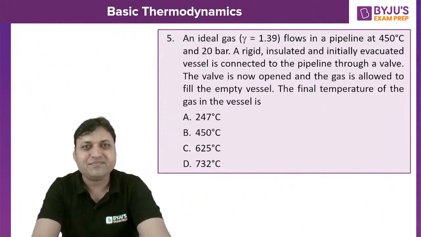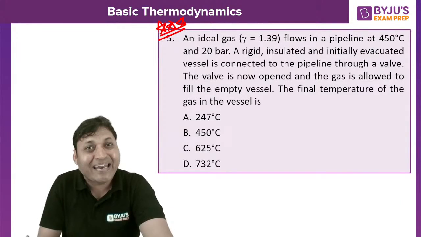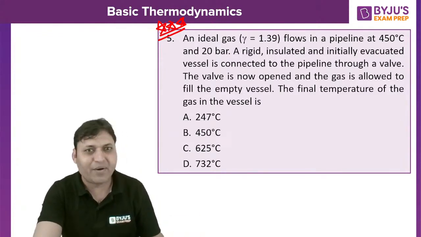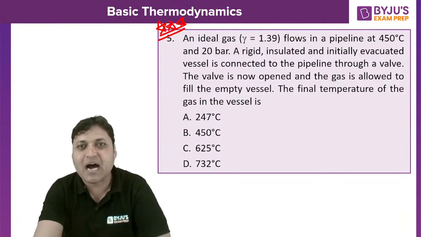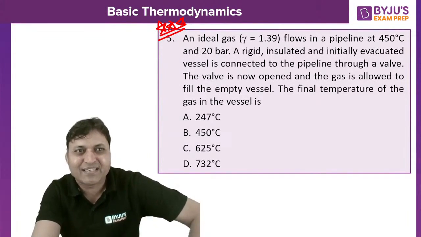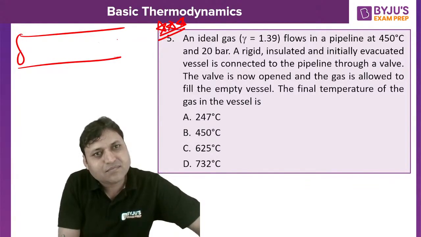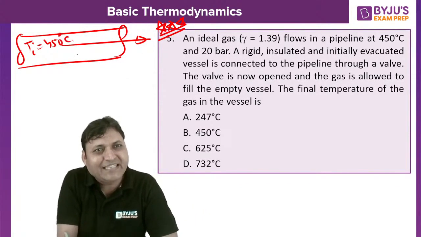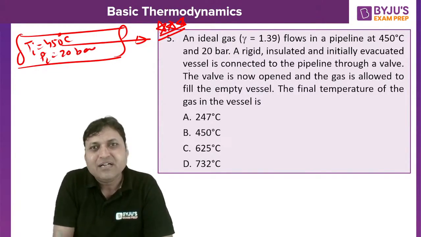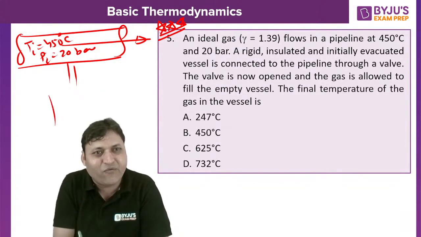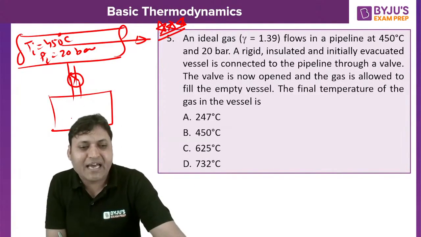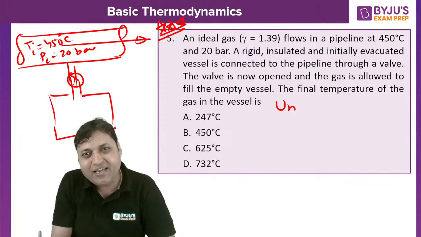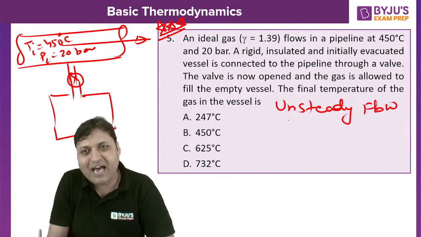Let us move to question number 5. Beautiful, marvelous question and very standard. Can you guys solve question number 5? An ideal gas, gamma is 1.39, flows in a pipeline at 450 degrees Celsius, so Ti is equal to 450 degrees Celsius, and 20 bar, Pi is equal to 20 bar. A rigid insulated and initially evacuated vessel is connected like this. The question is from the unsteady flow process.